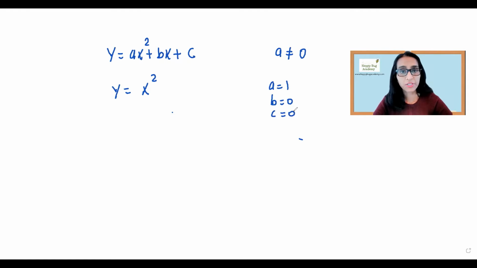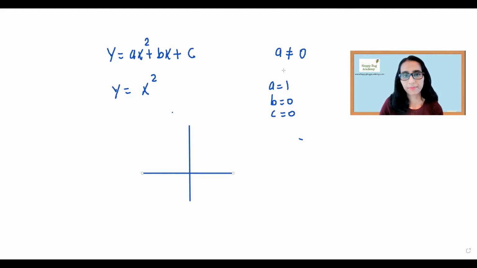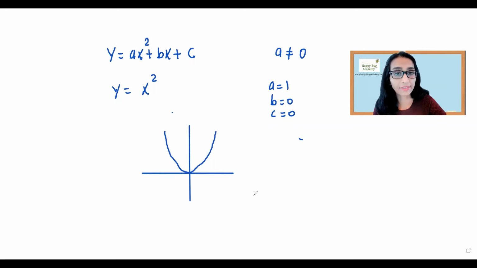For the purpose of this video, we are going to consider the equations that open up or down, and we will look at one example, see how that graph looks like. For y equals x squared, here is what the graph looks like. This is the simplest form of a quadratic equation. This is what y equals x squared looks like. Let's take a look at another example.